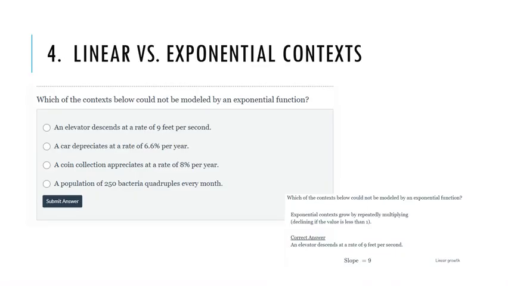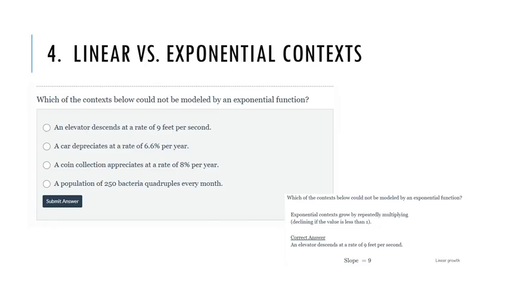So that's exponential. A coin collection appreciates at a rate of 8% per year. So appreciate just means it multiplies itself over and over again. That's why rare coins are worth so much. They go up every single year.